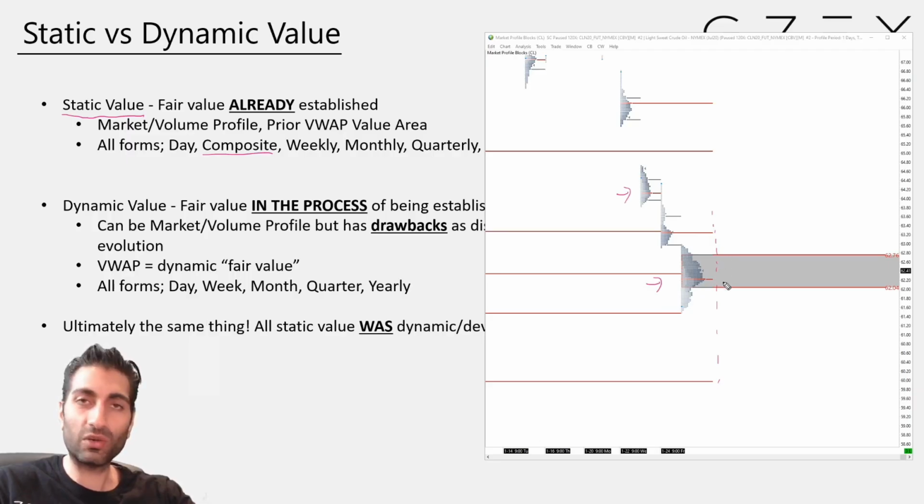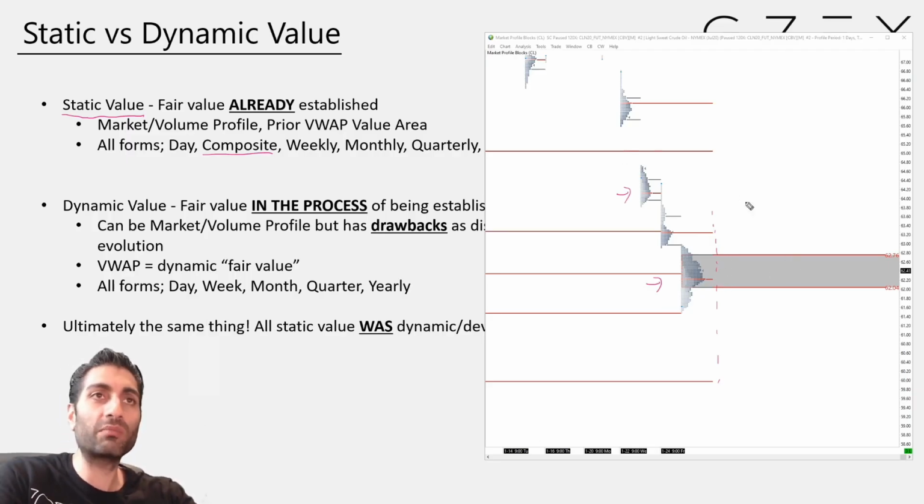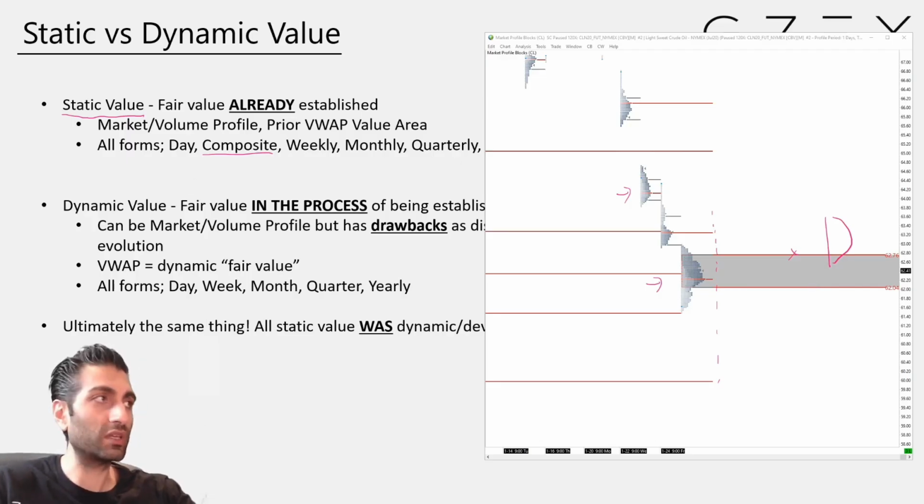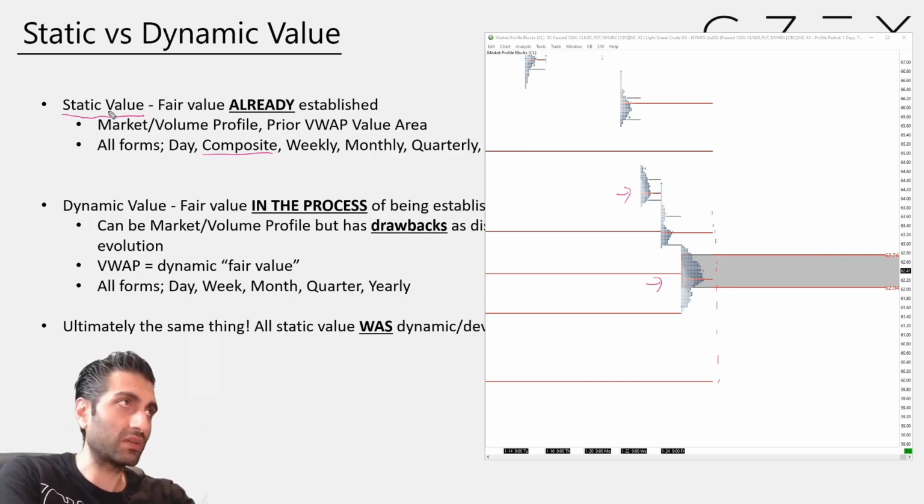Is this ever going to move, these areas? Obviously, we might get rid of them if we get a huge profile balancing over it. I'm not talking about that. I'm saying, is this value area or high for that particular composite period ever going to change? No. So it goes in static value, already established.